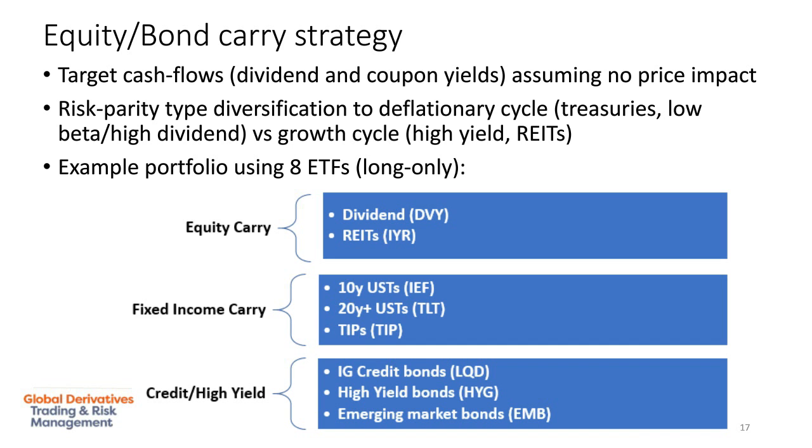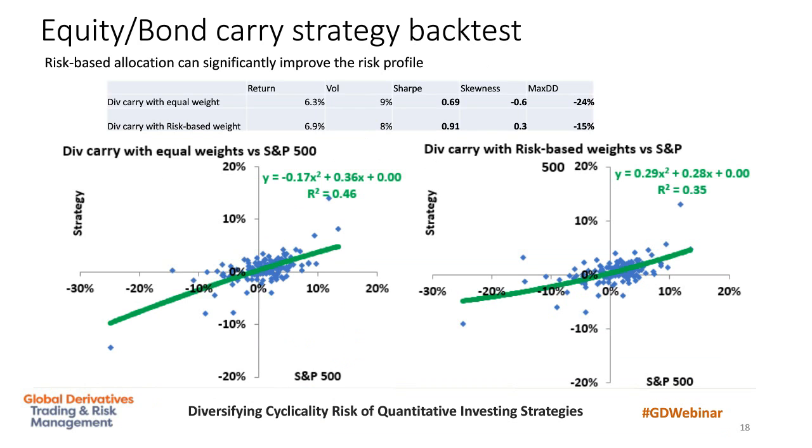three types of assets: equity carry with dividend and real estate ETFs, and fixed income carry using US bond ETFs, and also credit, using credit bonds, high yield and emerging markets. There are obviously many ways to allocate within this strategy.